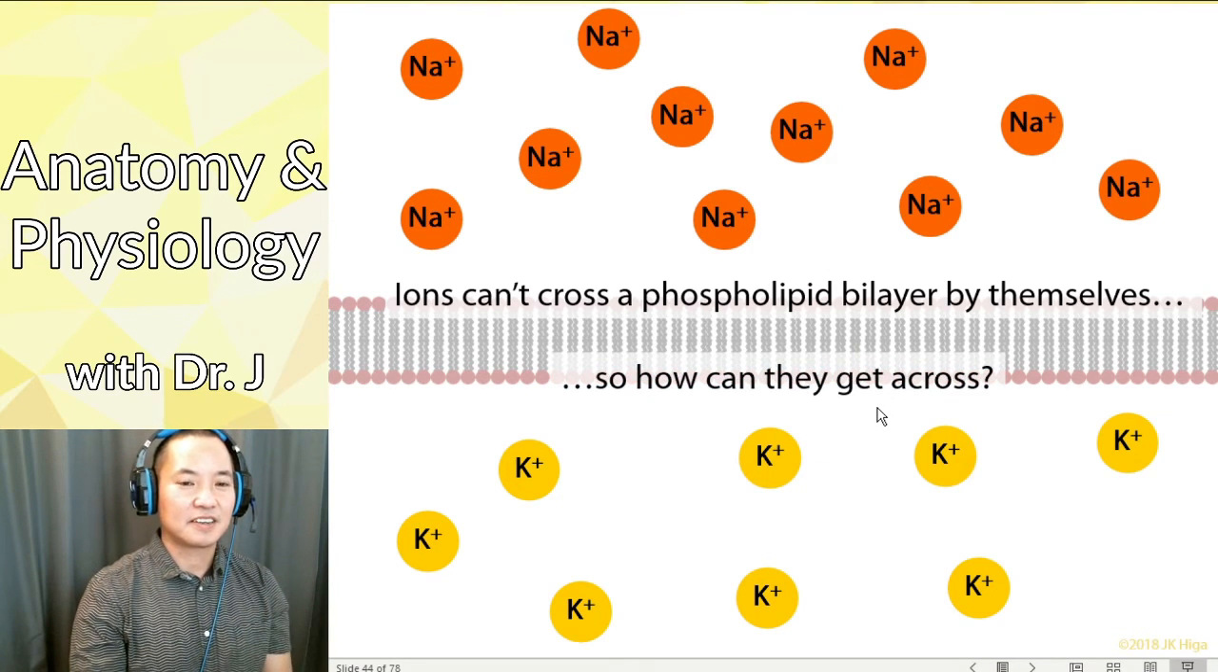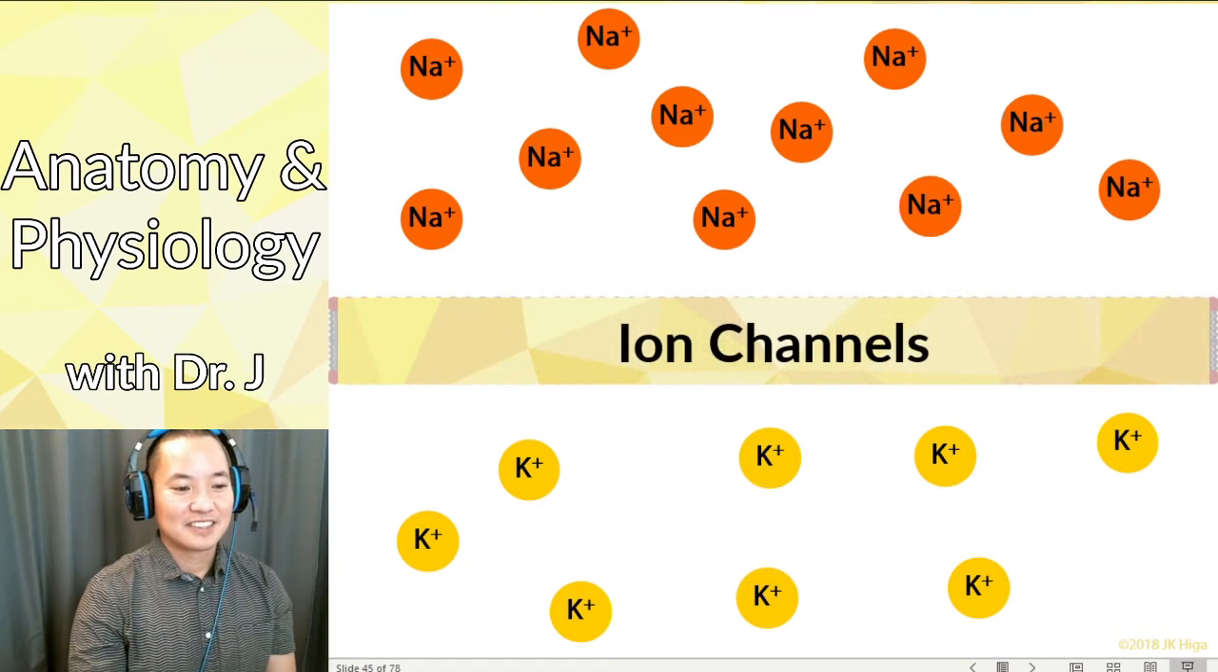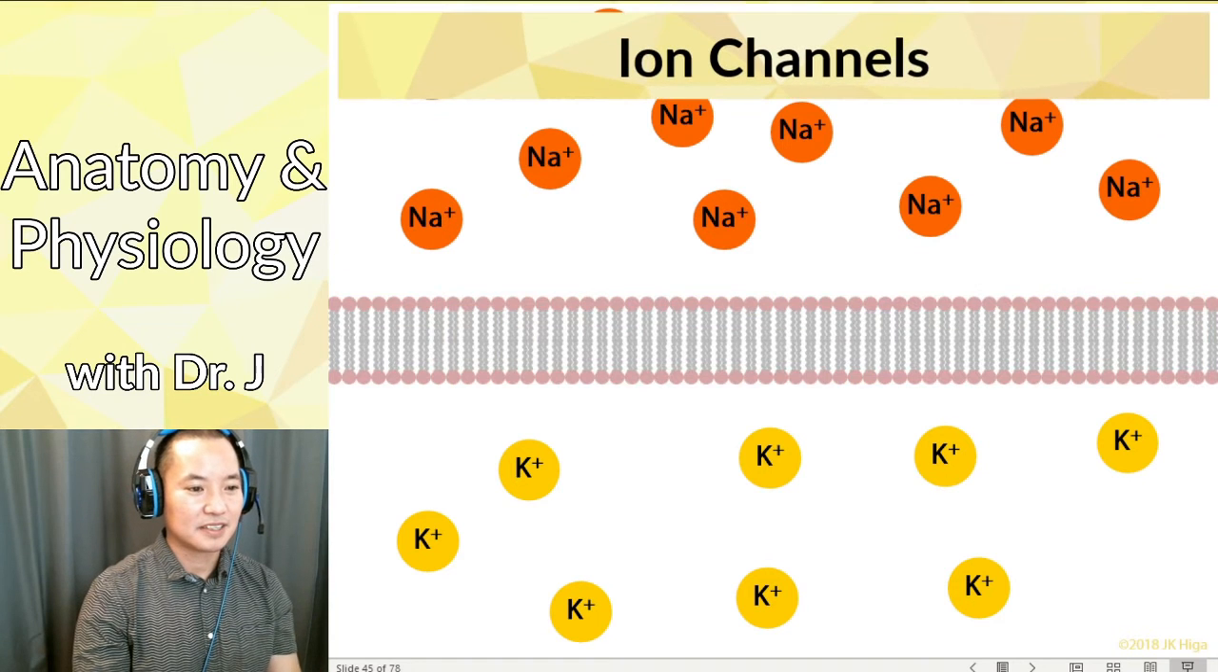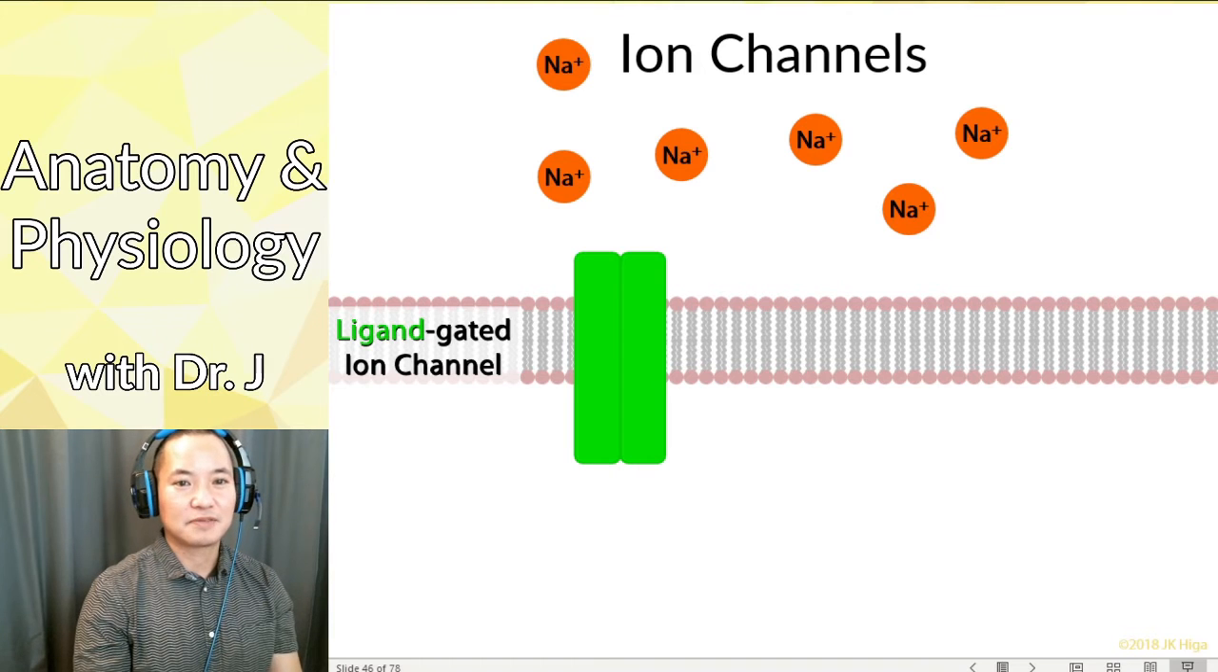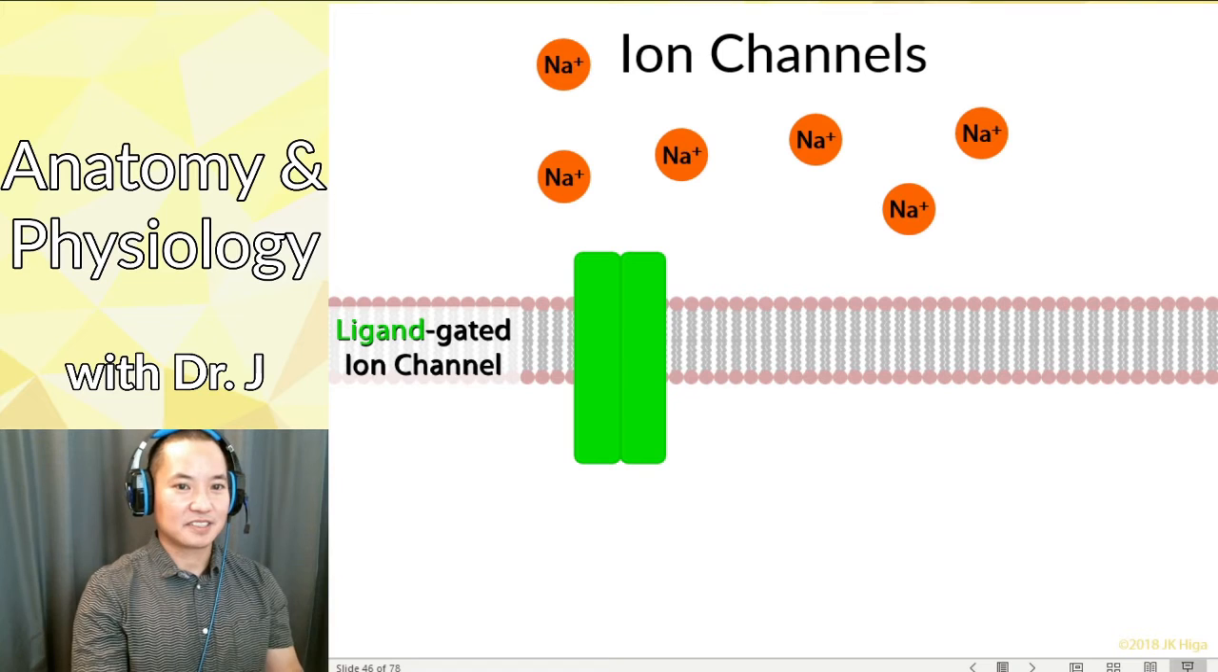So how do they get across? And again, this is a callback all the way back to the cell biology and transport lectures. You need something to help ions get across: ion channels, or sometimes ion transporters as well. Ion channels are what we're talking about. There are many different types of ion channels. I'm going to talk about general categories in the next few slides.